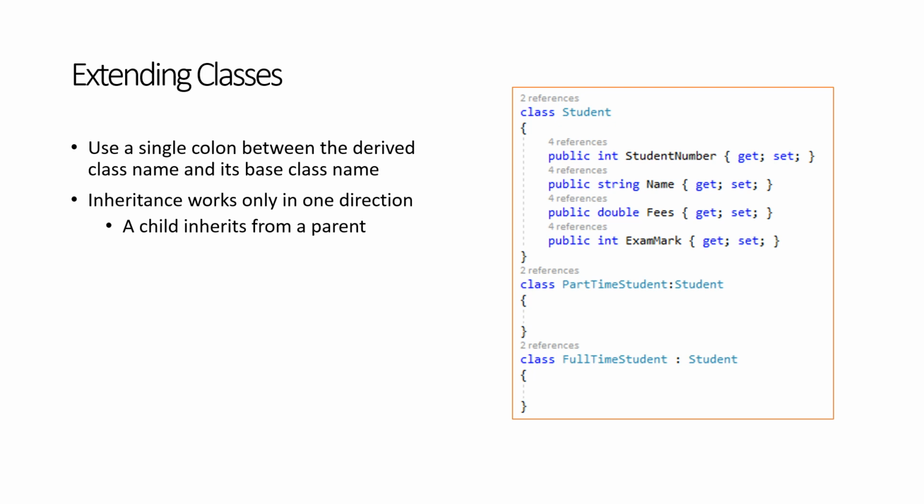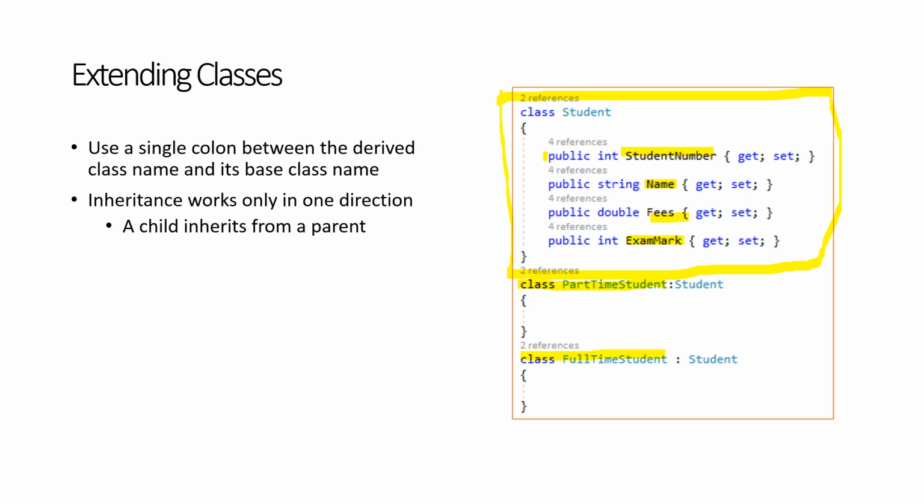Now, how do you specify that a class inherits from another class? So here we have an example called a student. So we're now working with a student class. Now our student class has a student number, a name, fees, and an exam mark. And we've got two types of students. We've got a part-time student and we've got a full-time student.